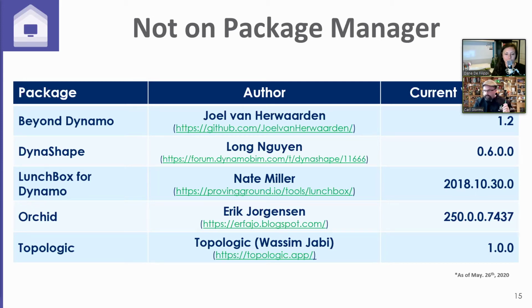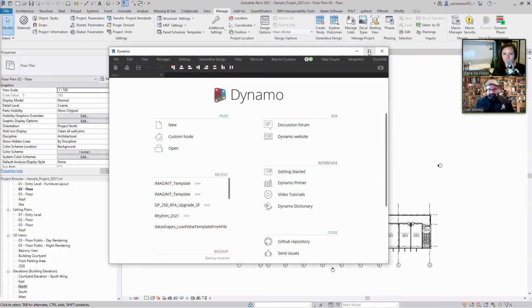DynaShape, if you're into really cool physical stuff, like physics, that is the package you need. Lunchbox, Nate Miller now looks at that on his Proving Ground website. Orchid, bunch of stuff there. And then Topologic. So this is a package that allows you to do lightweight geometry inside of Dynamo. It's super cool. You may have seen some tweets with Sean and Wassam doing stuff back and forth with Test Fit.